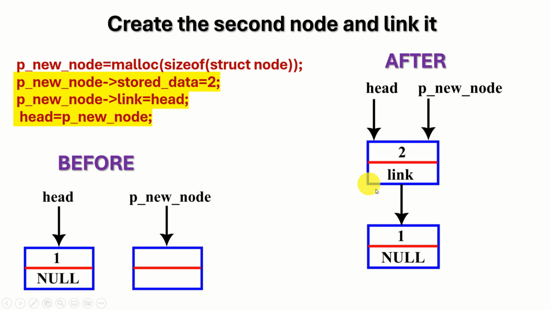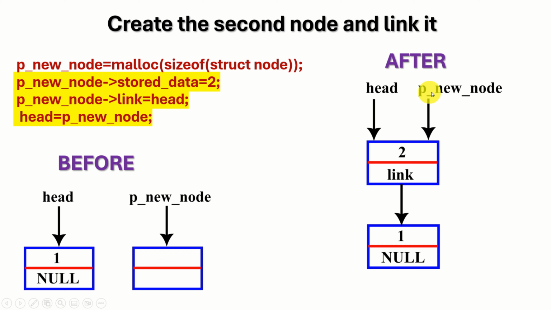This is our newly created node. We stored number 2, and we set its link to point to the first node in the linked list. This is the first node before actually including this new node. Then we simply shifted head to the top, and now this new node becomes the first node.